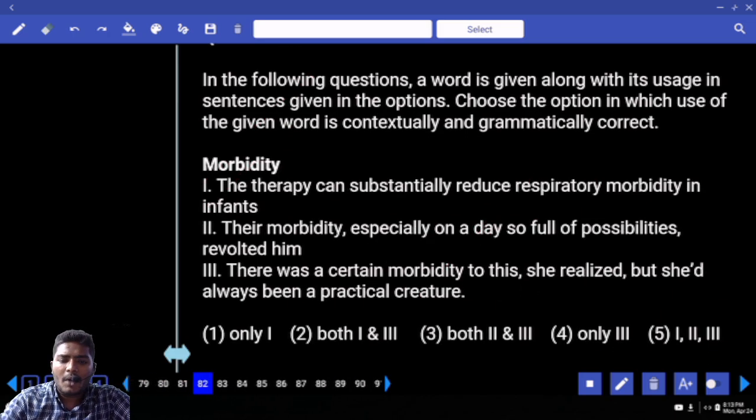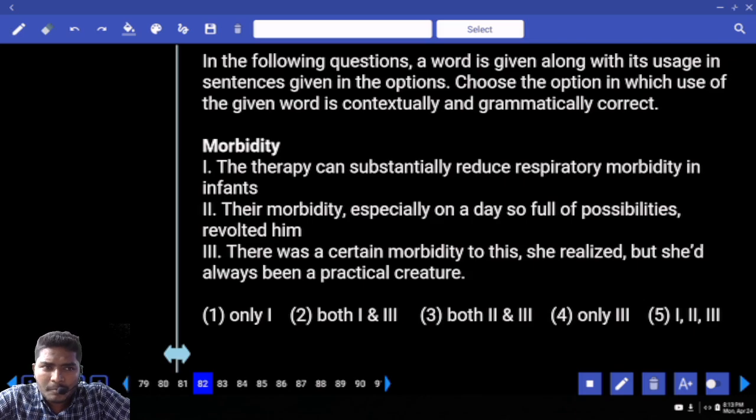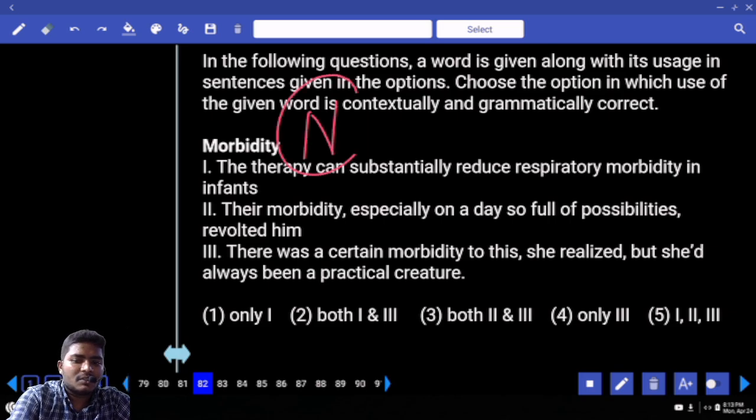Move to 82. Morbidity. Positive word or negative word? It is used both in banking and also health related terminology. It is both. Do you know morbidity loans? Do you know morbidity in case of health issues? Okay, what do you mean by morbidity? Sickness, death. Mostly it is death or almost about to die, sickness. Okay. Now morbidity is which parts of speech here?